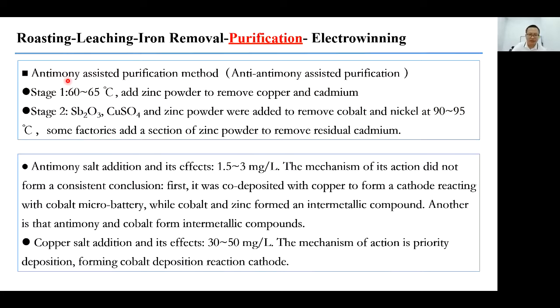Another technology is antimony assisted. This is more widely used because it's safer. In the first stage, at low temperature, we are removing the copper and cadmium. In the second stage, the reagents are added at high temperature, so cobalt and nickel can be removed. So there are two technologies, but the arsenic assisted technology can get the solution purified to a lower level, and it fits the electrowinning better.